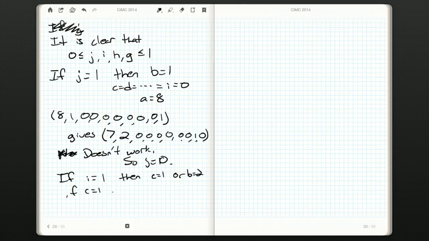So if c equals 1, b equals 0, a will equal 8 again. We all saw how well that worked out. And d all the way up to h will equal 0. So what do we have here? Well, we have 8, 0, 1, 0, 0, D, E, F, G, H, I.